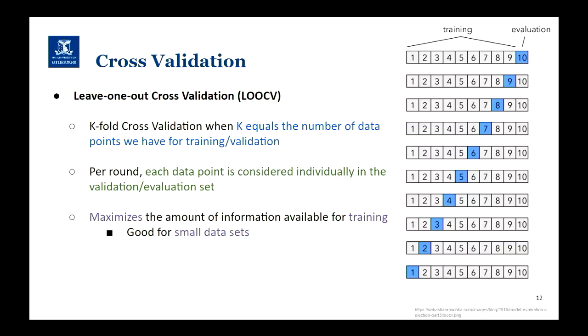Okay? However, this can be quite computationally intensive. For each of these rounds, imagine you can vary the value of k, and you can vary different algorithms. So if you have 1,000 points, you're going to do this 1,000 times per parameter per algorithm. Okay? So it's something to bear in mind. But if you have small data sets, it might be interesting. Okay?